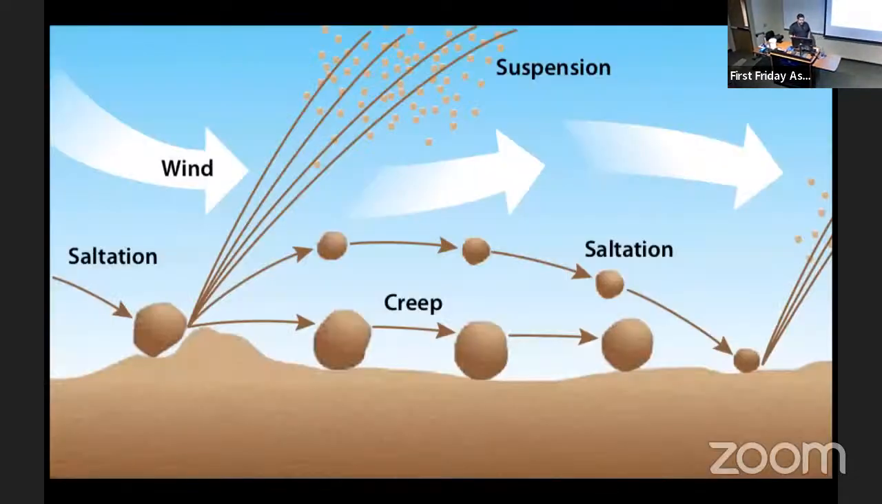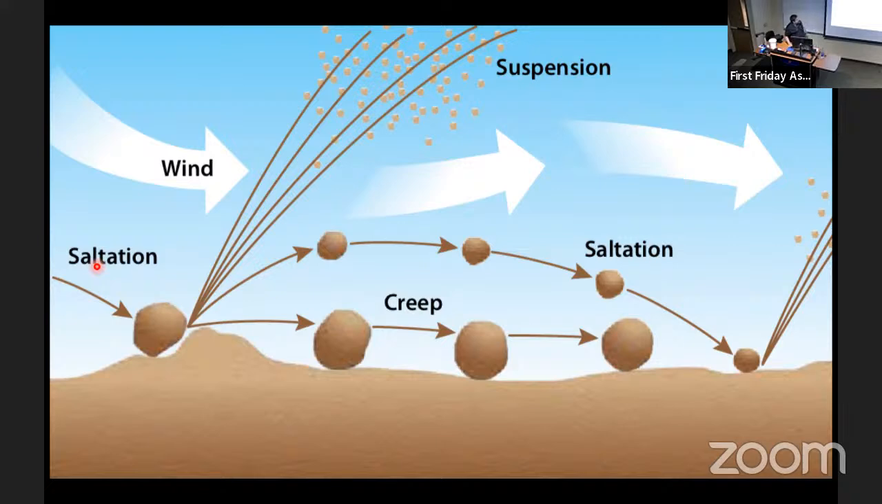Saltation is a technical term for some sand particle. Now I want the laser pointer. Some sand particle comes flying through the air, hits the ground, and in that process, it knocks other things around. The initial sand particle might roll along in what we call creep along the surface. It might bounce again. And so saltation is that bounce. The salt here is from Latin, which is the word for to jump or hop. Like in Spanish, it would be saltar.